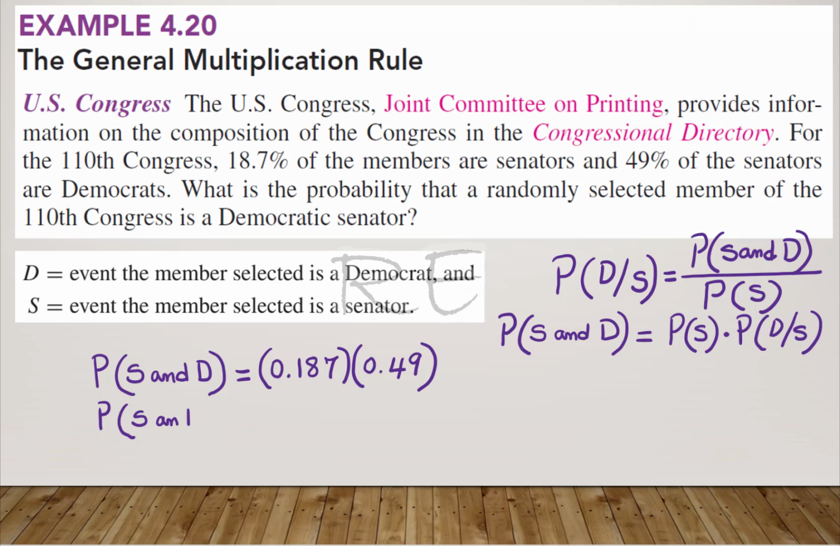P of S and D is equal to 0.09163. So P of S and D is equal to 9.2%.